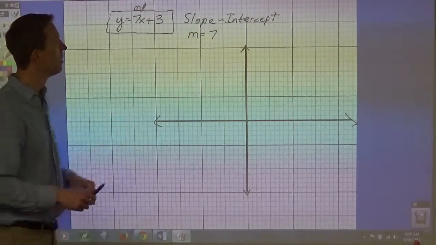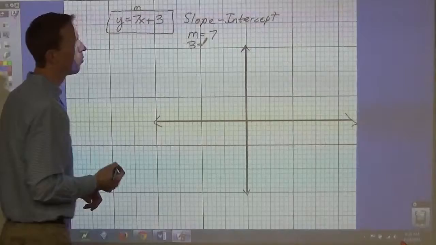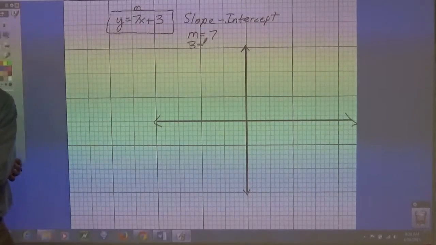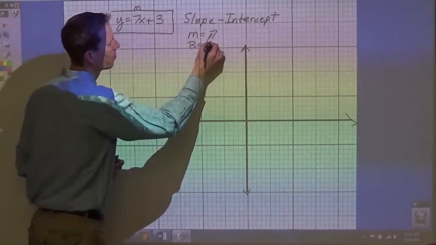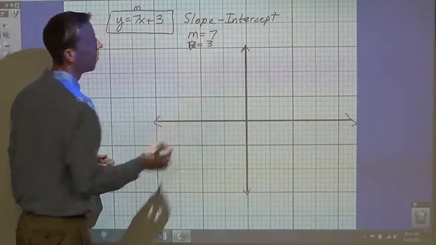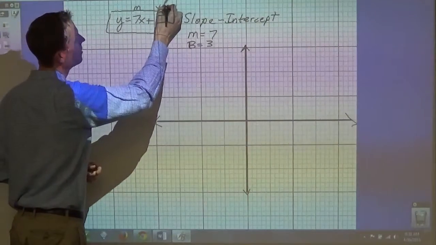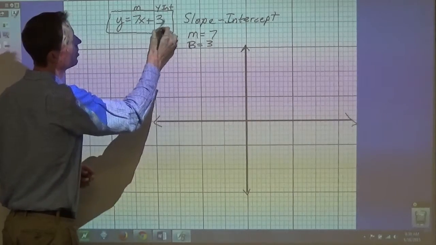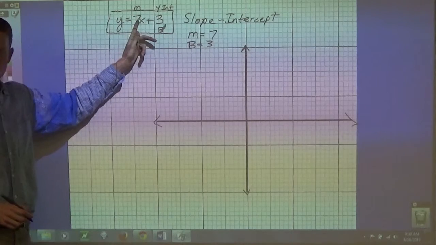Okay? Then b, where it says b equals on the quiz tomorrow. What would you write for b from this equation? Henry? 3. What does b stand for? Your y-intercept. Yes, the y-intercept. This is b in the equation. It's the other number. It's the number that's not the coefficient of x.